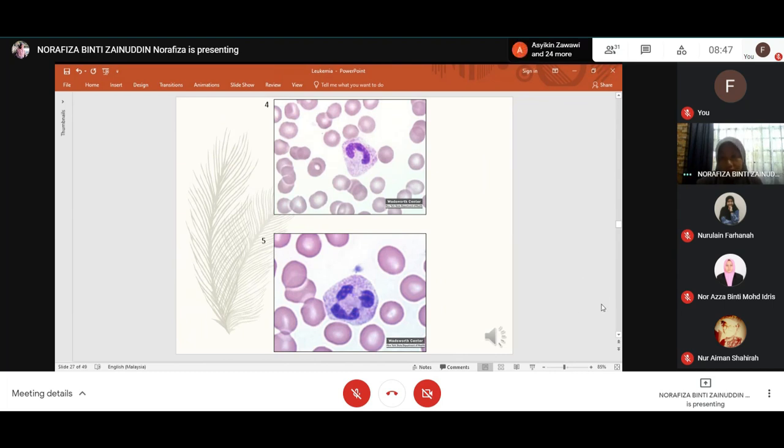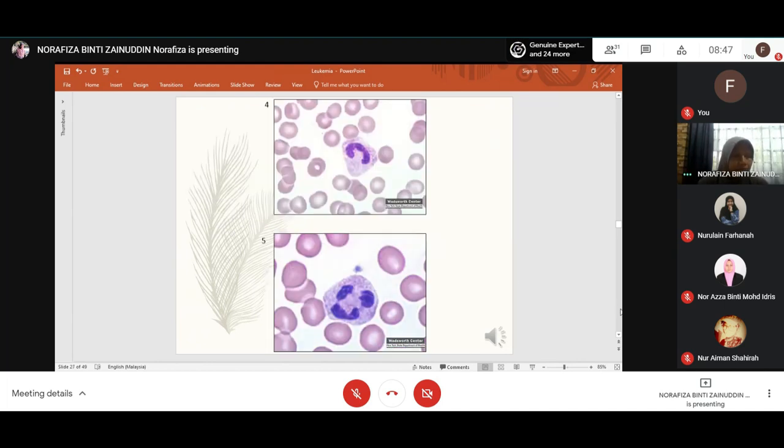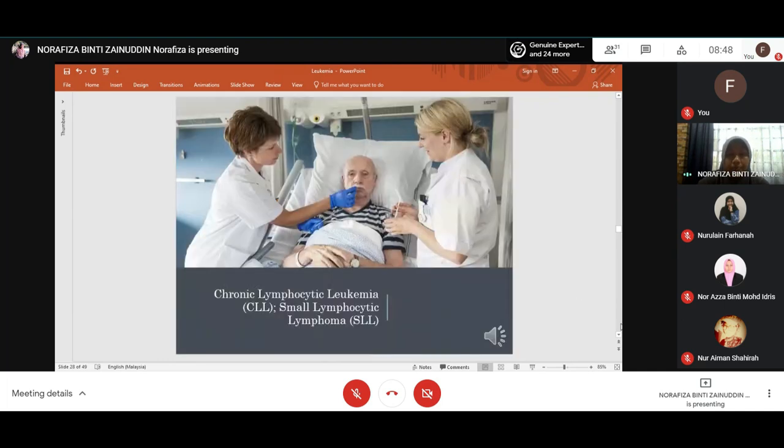So, I hope you can remember all these patterns: promyelocyte, myelocyte, metamyelocyte, and also, just now, band and segmented neutrophils.